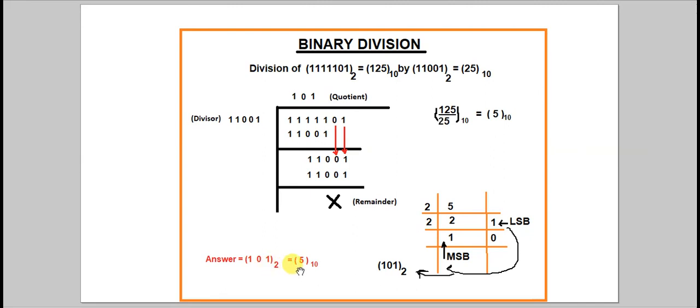If you convert 5 from decimal to binary, by dividing by 2: 2 2s are 4, the remainder is 1; 2 1s are 2, the remainder is 0. Moving from the most significant bit to the least significant bit, we write 101. So this is 101, which is the answer.